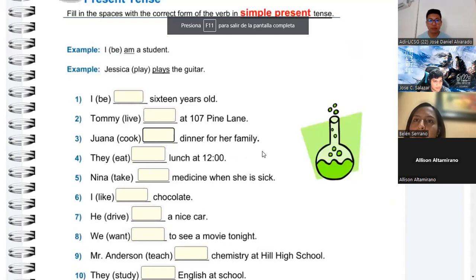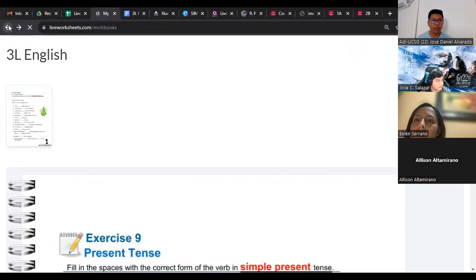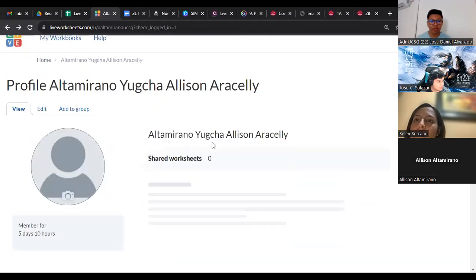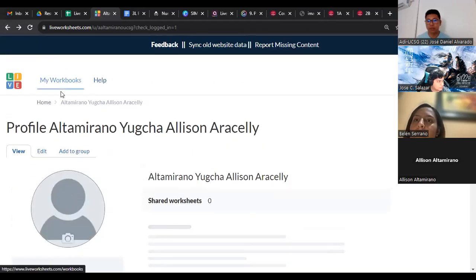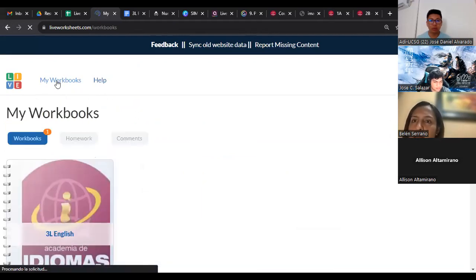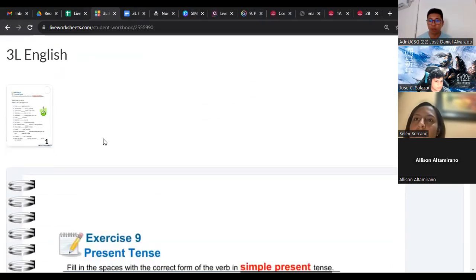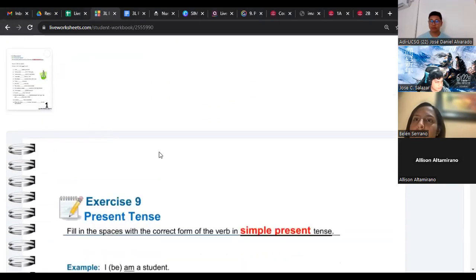Teacher, yes. I'm in, but I don't know how to open the activity. Okay, so normally this is the first page that you see. You need to go to My Workbooks on the top left. You go to My Workbooks and then you choose this workbook, and there you can find the worksheet. Okay, thank you. You're welcome.